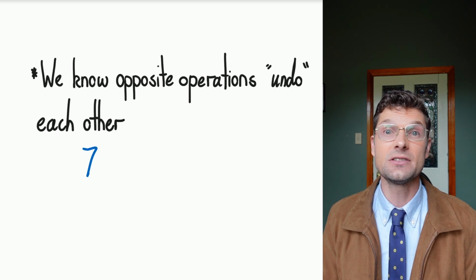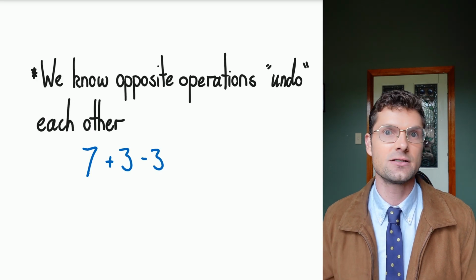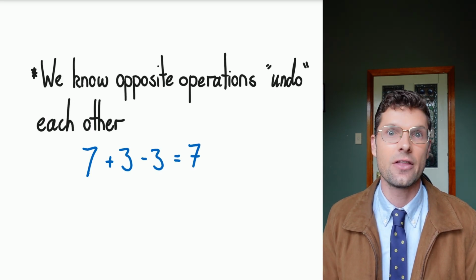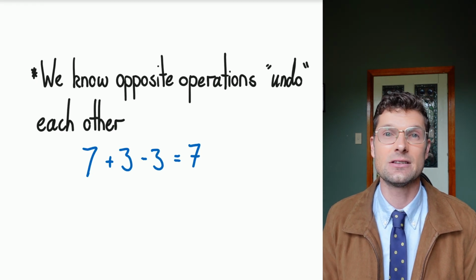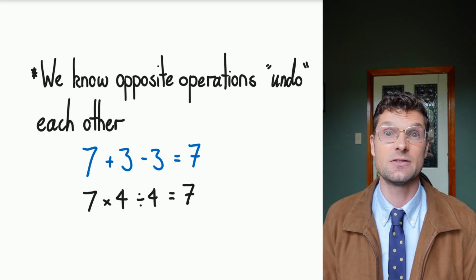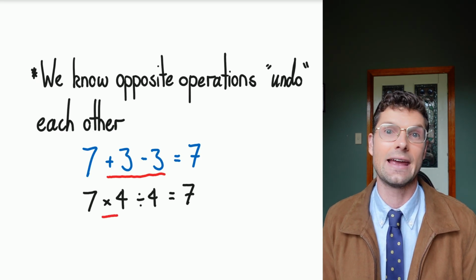So we already know that opposite operations undo each other. For example, if I had 7 as a number and then I went plus 3 minus 3, the answer is still 7. The plus 3 and minus 3 cancelled each other out. And then the same thing happens for multiplication. If I did 7 times 4 divided by 4, it would still just equal 7. The times 4 divide 4 cancel each other out.